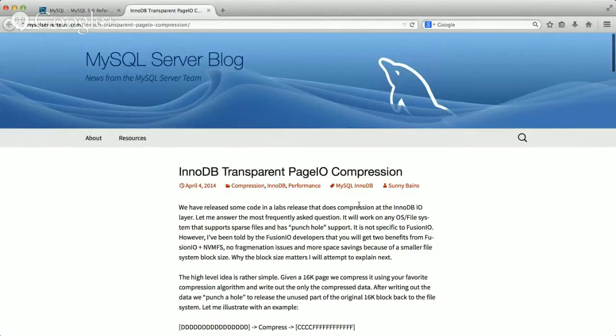What Daniel pointed out, there's a MySQL Lab 5.7 release that came out in April. Sunny Bains had a blog about it that I think, Jeff, will make it to the show notes. So they implemented something in the labs called hole punching that we actually tried with TokuDB at one point. Didn't actually end up implementing it, but it goes like this.